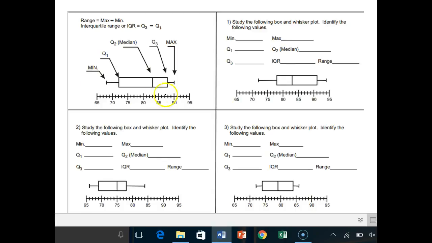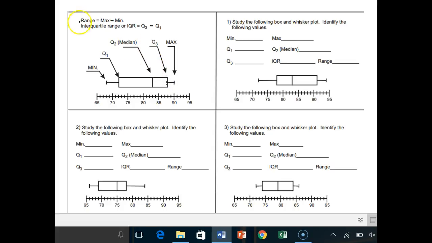Here is a very important graphic that labels each part of a box plot. The minimum is this little tail all the way at the end, the maximum is this one all the way here. Quarter 1 starts with this first line, the median is always the middle line, and then quarter 3 is this line right here.